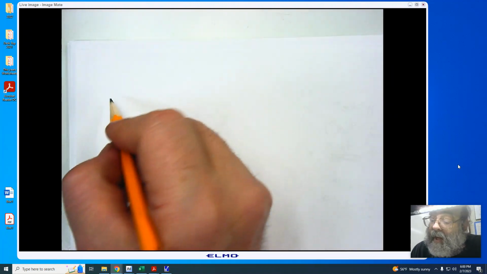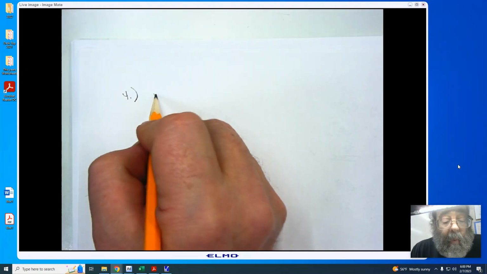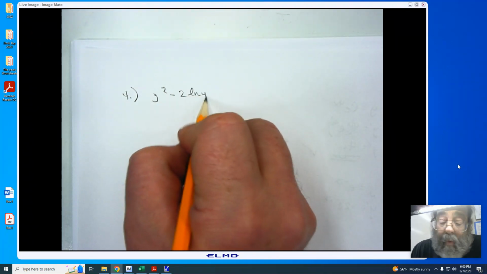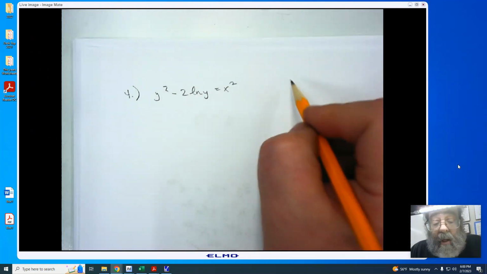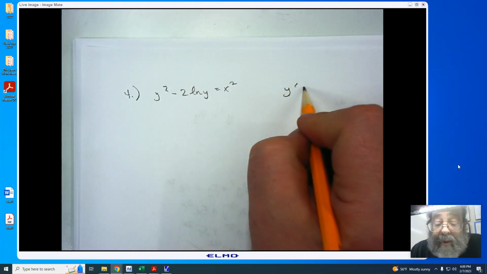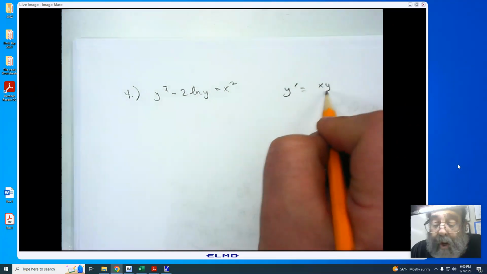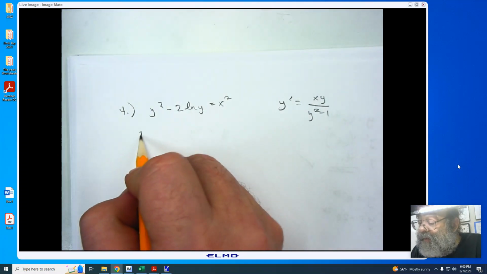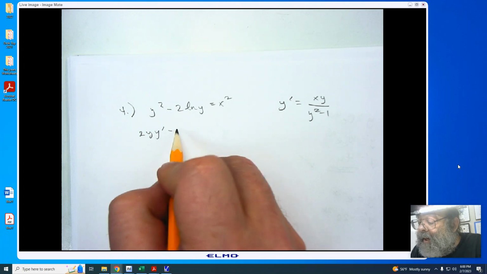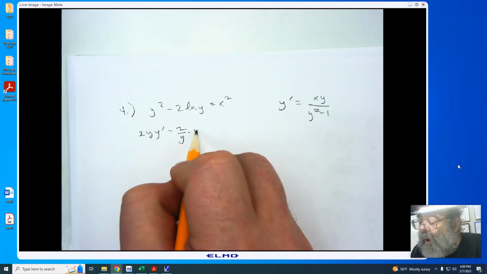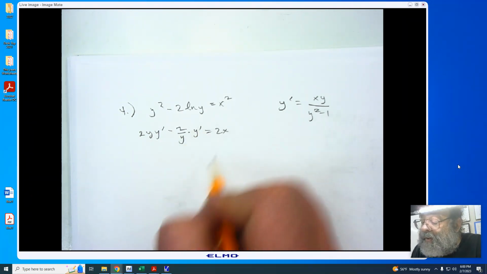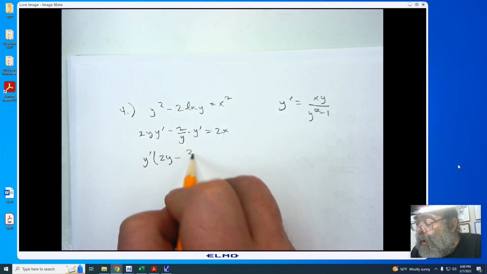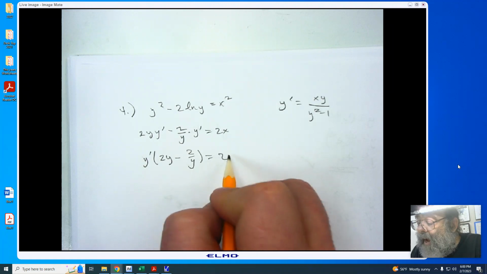Number 4 is taking y squared minus 2 natural log of y equaling x squared, and we want to show that y prime, or dy/dx, is equal to xy over y squared minus 1. Taking my derivative, 2y prime minus 2 over y times y prime is equal to 2x. Factoring out y prime, I get 2y minus 2 over y equaling 2x.